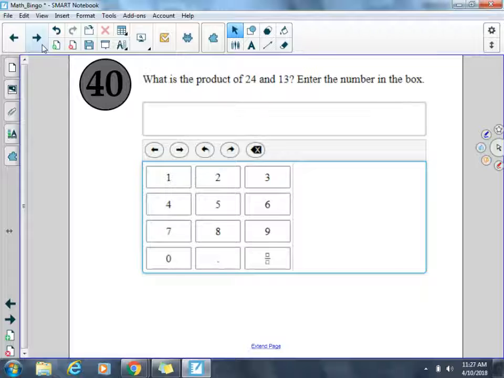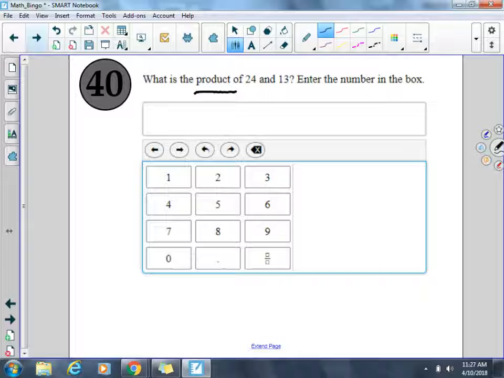The next question is 40. It says, what is the product of 24 and 13? Enter the number in the box. Again, you've got to know what product means. Product is the answer to a multiplication problem, which means you're really doing 24 times 13 to solve this.